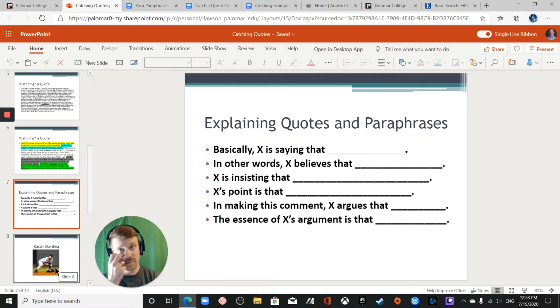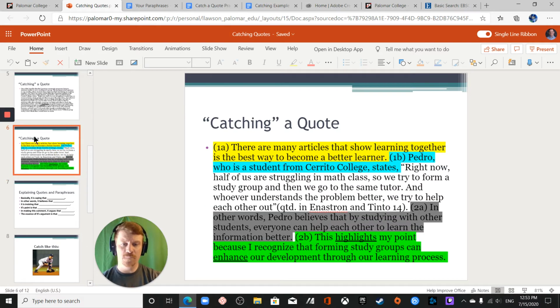This different type of language introduces a paraphrase in academic writing. Basically, the author is saying that, in other words, the author believes that, the author is insisting that, where X is you put the author's name in. In our example, the author's name is Pedro. 2B explains why you chose this quote, why you think this paraphrase helps support your ideas.